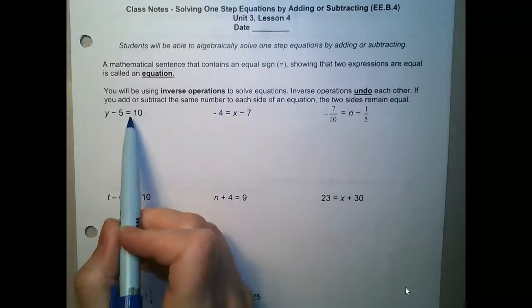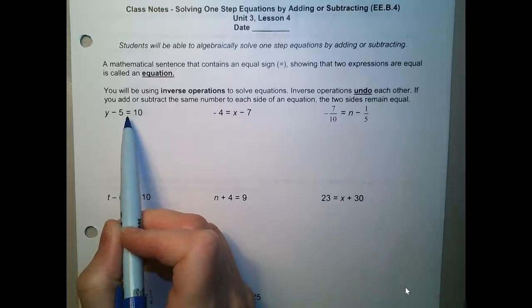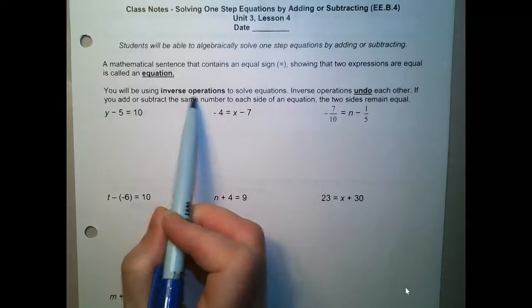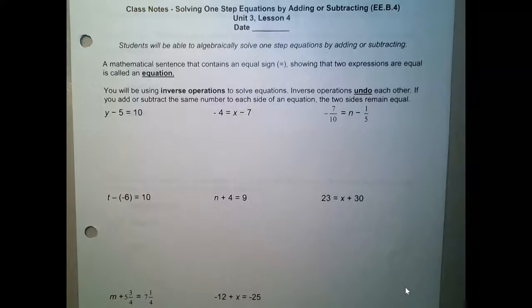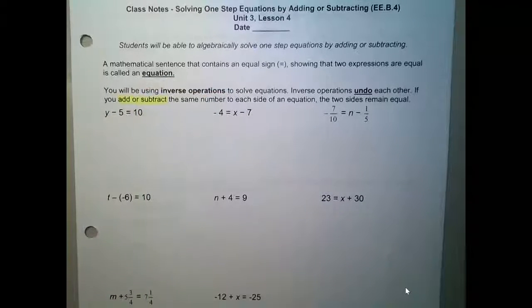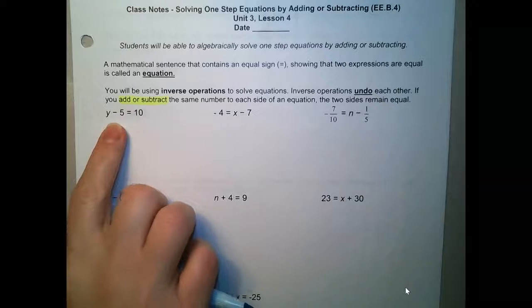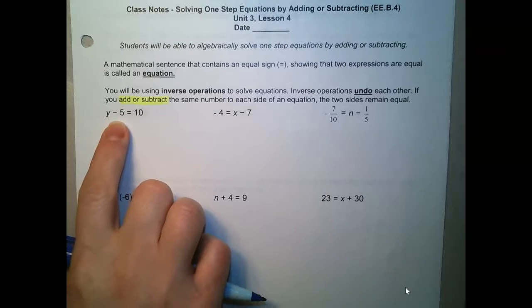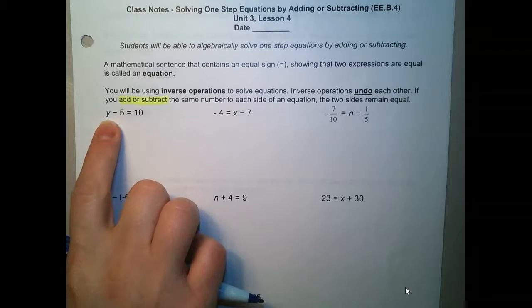So solving an equation first relies on the fact that there is an equal sign, and we're going to use something called inverse operations. They're the operations that undo each other. So adding and subtracting will undo each other because if you add 6 and then subtract 6, you get back to where you started. So in the first equation here, we've got y minus 5 equals 10, and our goal is to solve for y.